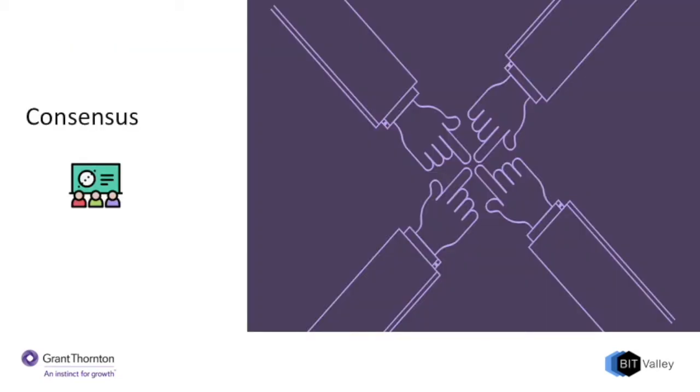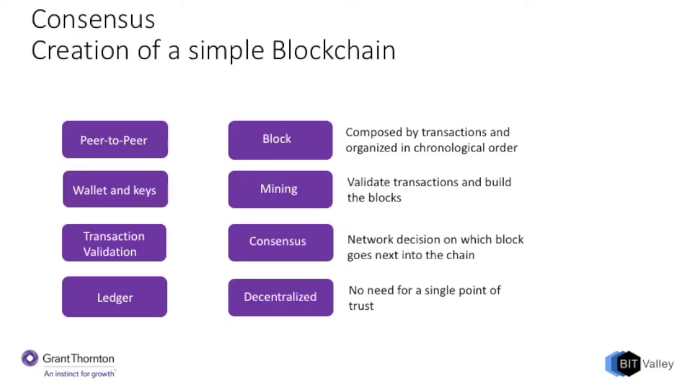Let's move to the consensus explanation. First, we learned some concepts like peer-to-peer, wallets and keys, transaction validation, and ledger. Now let's learn some new concepts. Block is what makes the blockchain. It's composed of transactions and organized in chronological order. Mining, a process to validate transactions and build the block. The miners are the peers that confirm transactions and seal blocks.